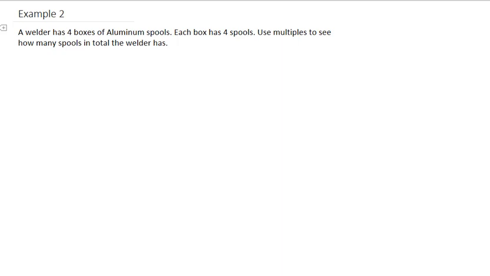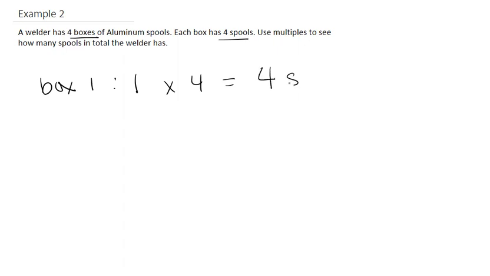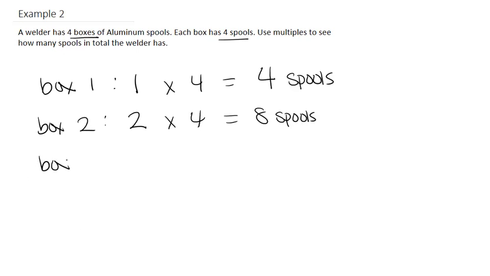For this example, we have 4 boxes, and each box has 4 spools. So in box 1, we have 1 box, and we multiply by 4. So we have 4 total spools. Box 2 is now 2 boxes, and each one has 4. So we go 2 times 4, which is equal to 8 spools. Box 3 has 3 times 4, which is equal to 12 spools.